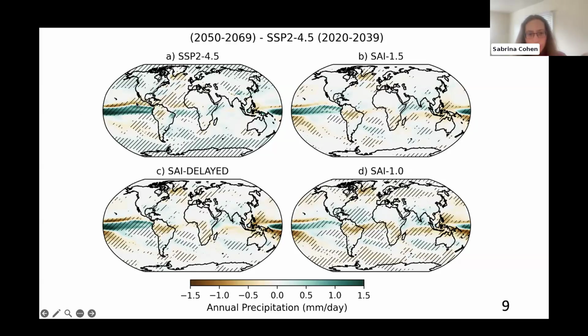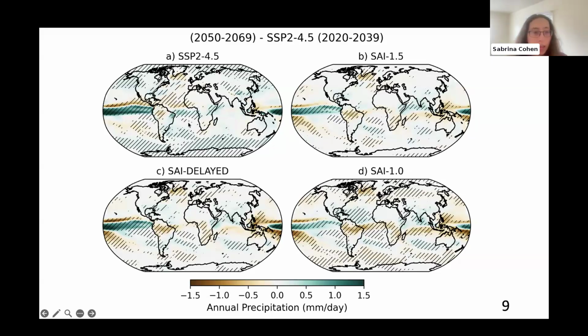All right. And to simplify things, I'm just going to go directly to panel D here, which is SAI 1.0. That's the most extreme. There are a lot of different plots on my figures, but if you had to look at the plots simply to get the big picture, I suggest comparing the climate change scenario, this SSP245, with the extreme cooling scenario. So basically comparing the extreme warming scenario with the most significant cooling scenario.